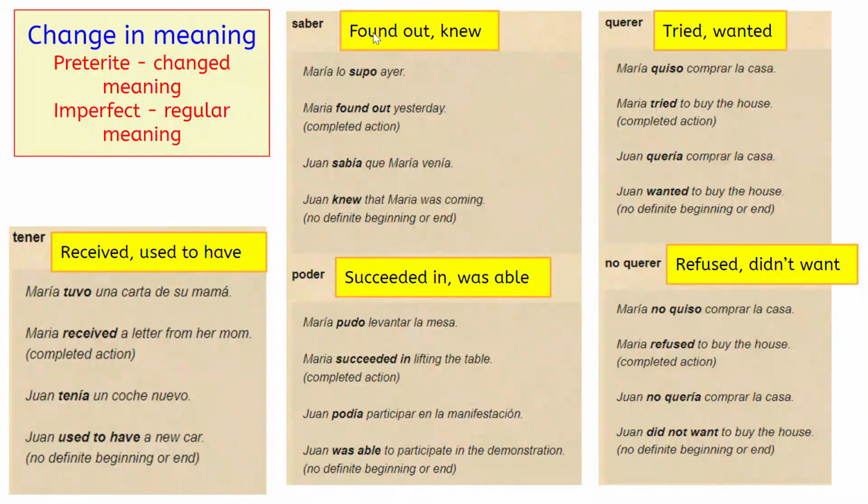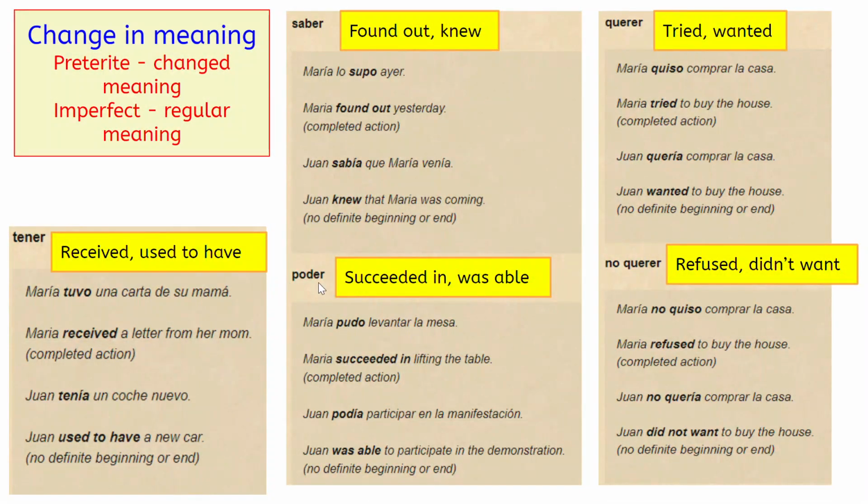Saber. Saber is to know. When I use it in the preterite, it changes meaning and it means found out. María lo supo ayer. María found out yesterday. When I use it in the imperfect, it retains its meaning of to know. Juan sabía que María venía. Juan knew that Maria was coming.